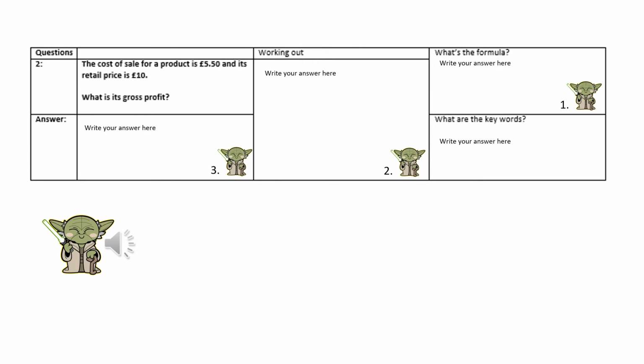Question 2. The cost of sale for a product is £5.50 and its retail price is £10. The only difference between question 2 and question 1 is it's actually got £5.50. It's got pounds and pence, not just a pounds question. So hopefully you should find this straightforward. But remember, where you should start is go to the formula first. You should do this even in the exam. So fill in the formula first. You'll find the Yoda without a little speaker. Then go to the working out, which you'll have a Yoda with a number 2 next to it. And then write the answer with Yoda number 3 in it.